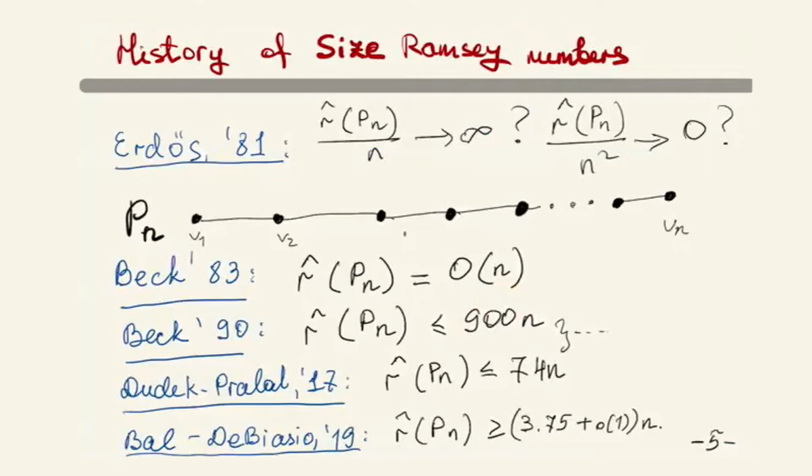But the state of the art for paths is that the size Ramsey number of P_n is at most 74n by Dudek and Pralat. What about the lower order term? We know that by a result of Bal and DeBiasio, it's at least 3.75 plus a little o(1) term times n. Of course, finding the right constant here is, I think, a challenging problem. And actually, maybe paths are the only graphs where we know a lot about the constants. Usually it's much more about what is the order of magnitude, rather than what are the constants.